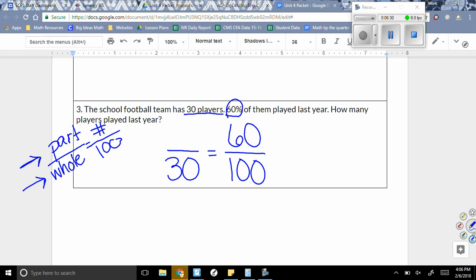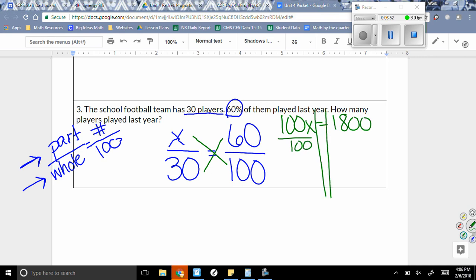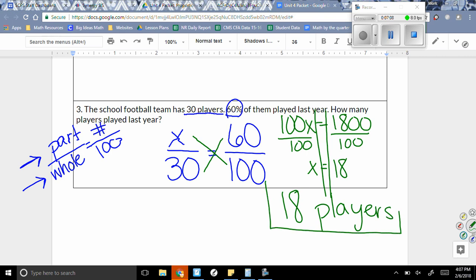And I don't know how many of them played last year. That's what they're asking me. So the part of the team that already has played is that part that I do not know. So I'm going to put an X on top of that 30. Now I'm ready to cross multiply. So I'm going to get 100X equals 1,800. Draw those railroad tracks. And I get X equals 18. And remember, anytime you've got a word problem, you need to make sure that you have a label there. So again, we're talking about players. And that is my final answer.